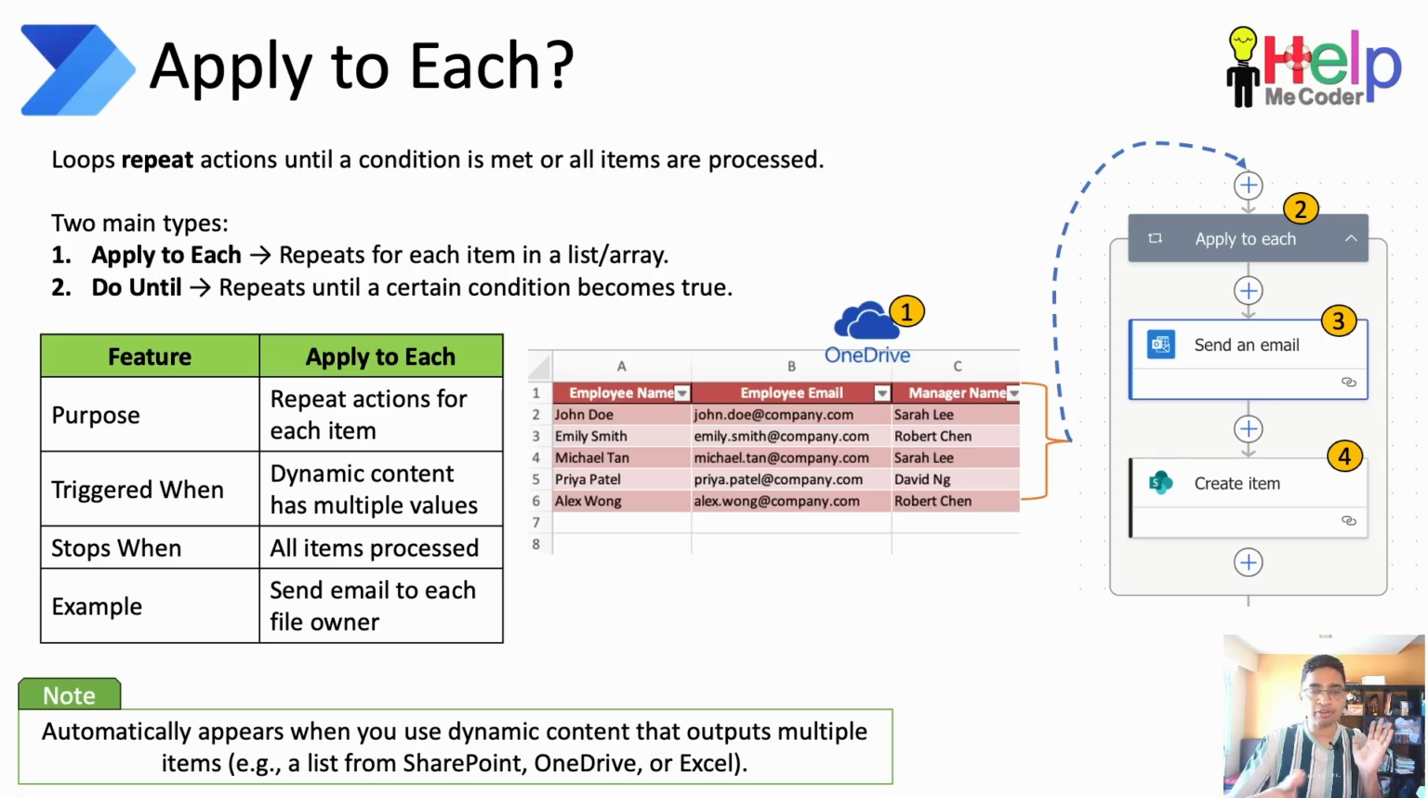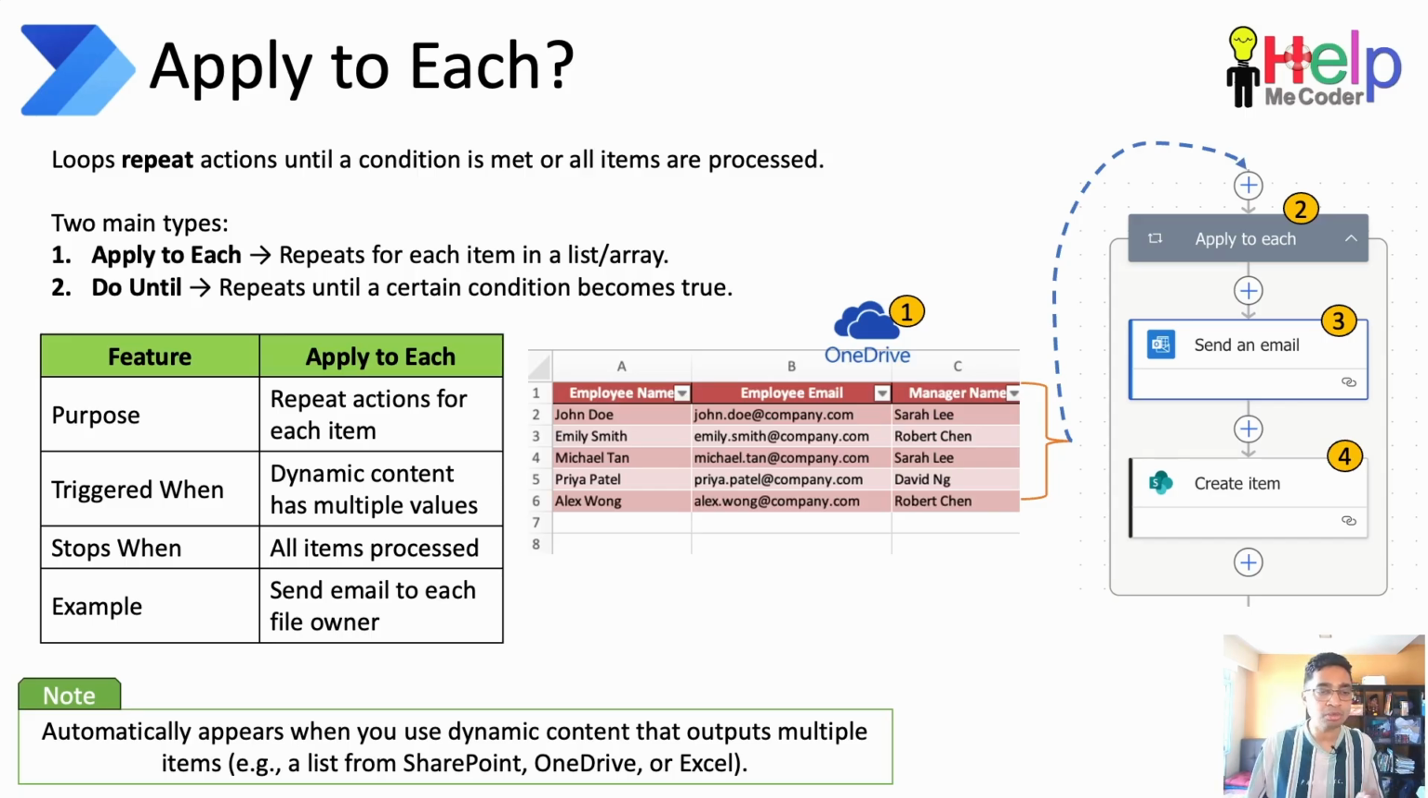Now for apply to each, I have created a simple table for you to go through, and it talks about the features of apply to each. For example, what is its purpose? The purpose is to repeat those actions for each and every item.